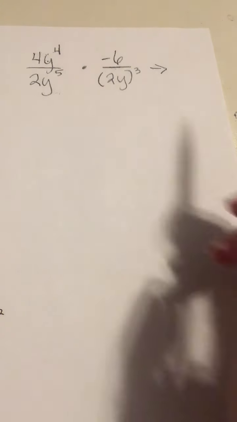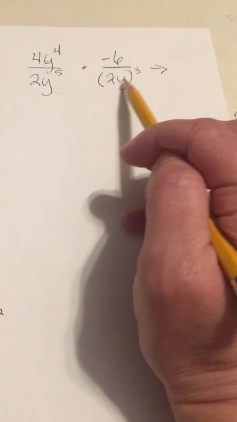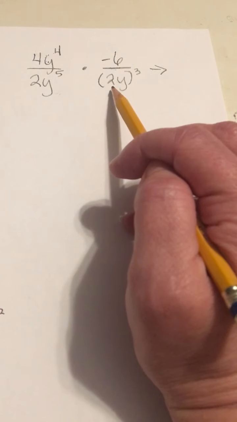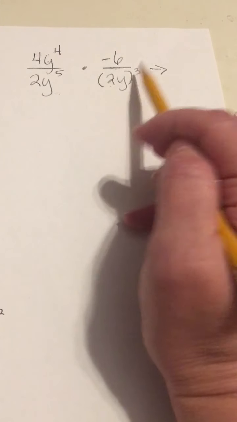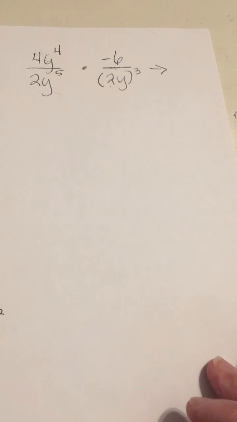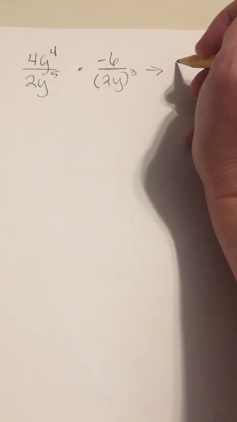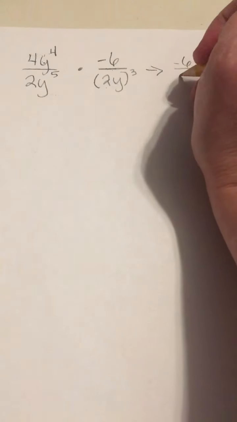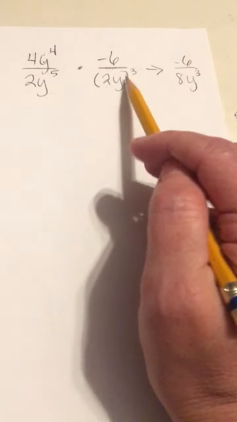First thing we've got to do is simplify this 2y to the third power. Let's get rid of these parentheses here. What this means is I'm going to take everything in the parentheses and I'm going to take it to the third power. So that's going to change this second one, and I'll rewrite it to negative 6 over 2 to the third power is 8, and y to the third power is just y to the third power. So let's rewrite that now without the parentheses.